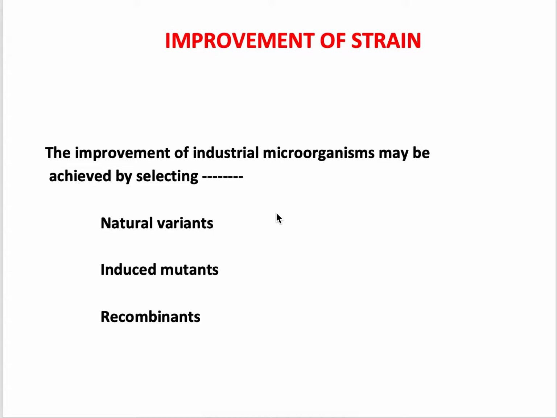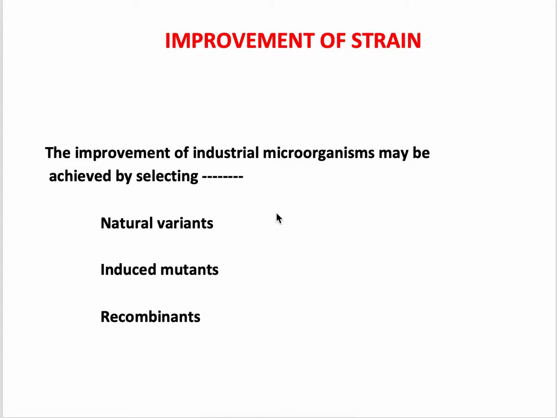This is the second part of lecture 2, and in this part I'll talk about improvement of strain. After you isolate your desired microorganism, you can improve it, to make it better for use as an industrial strain. And we can do this in different ways.